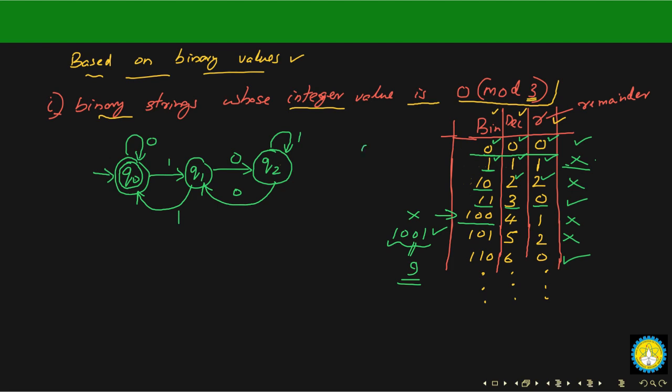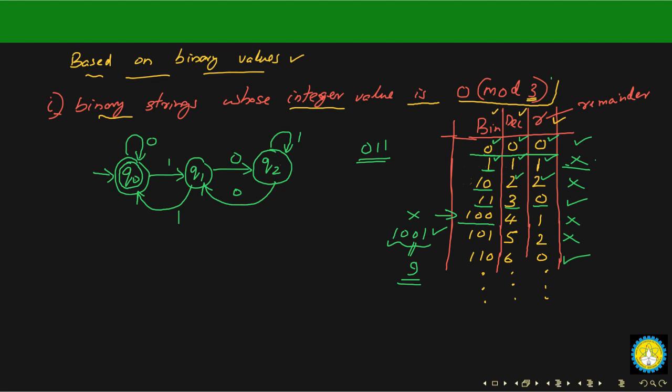I also have to accept 0 1 1, because it's 3. So if you're getting a 0, you stay at Q0, and if you're getting 1 1, you'll be back at Q0. So this DFA is going to represent the DFA which will accept binary strings whose integer value is congruent to 0 mod 3.